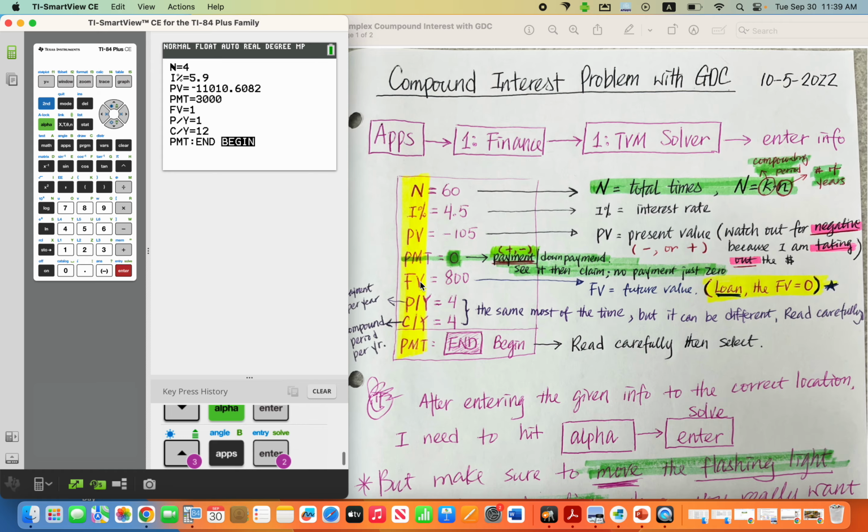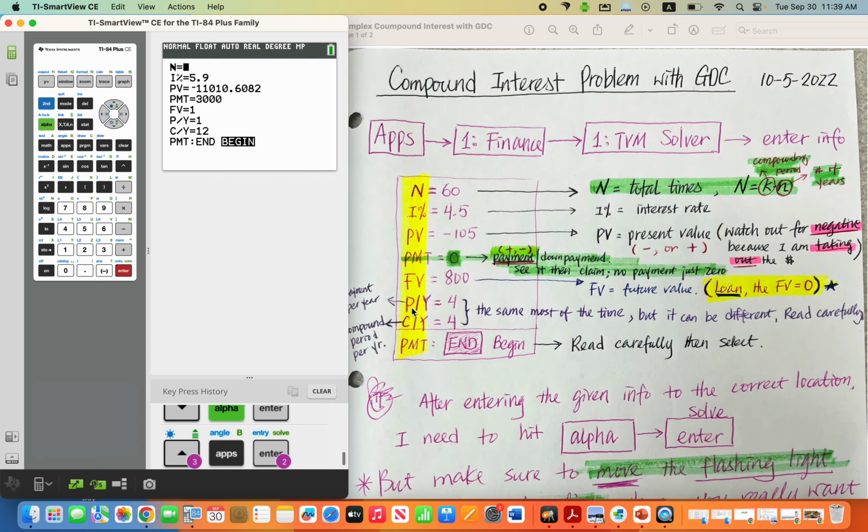Future value. Most of the time, future value will be the answer we want to look for. But when you see the problem is about a loan, student loan, mortgage loan, or a loan to buy a car, things like that, your future value will equal 0. That is a key when we're dealing with a loan.